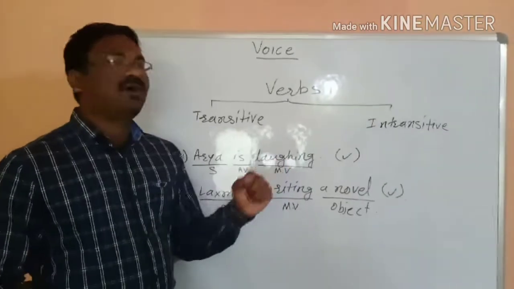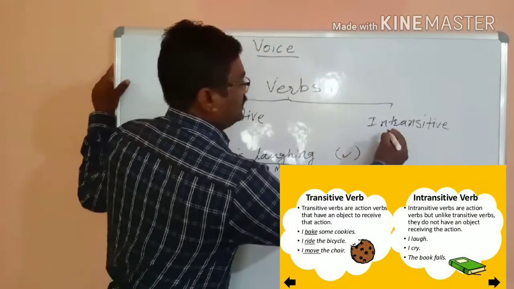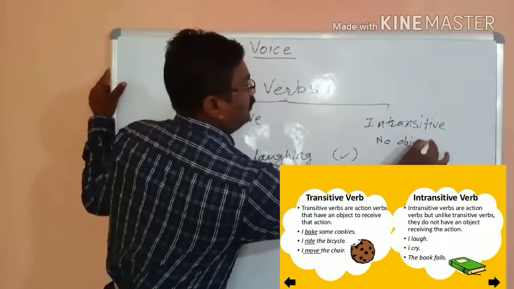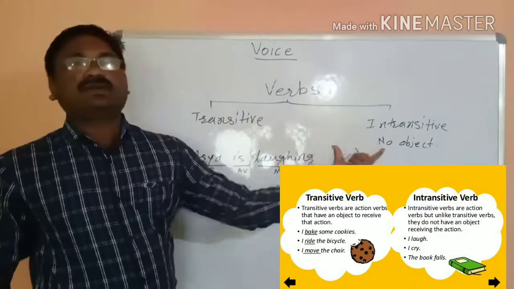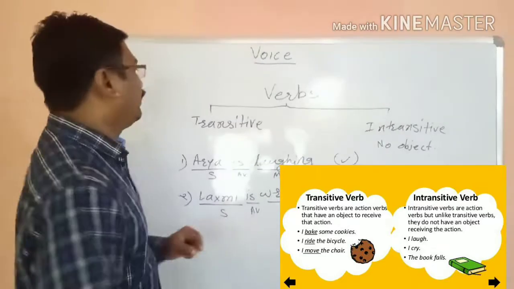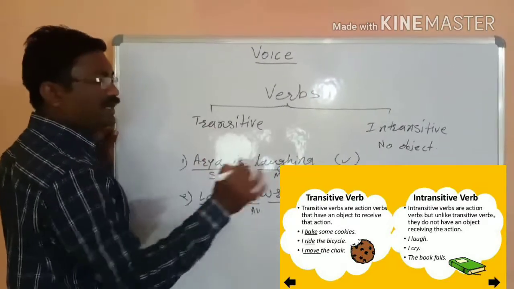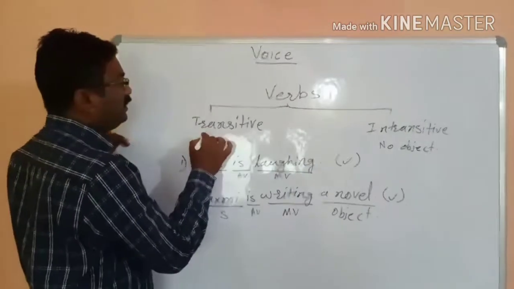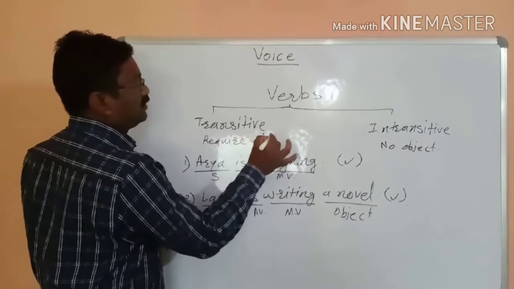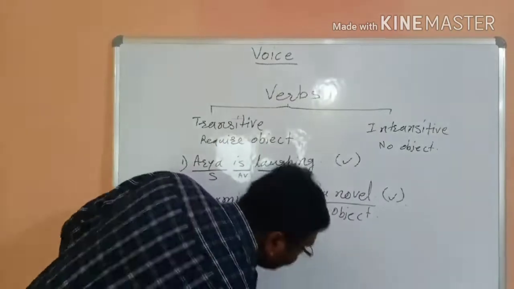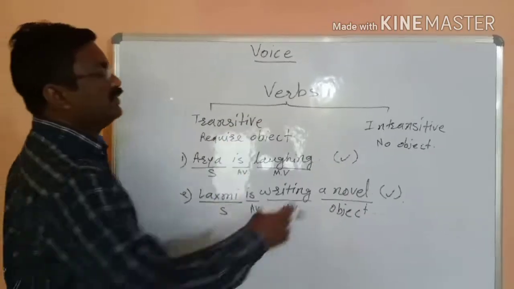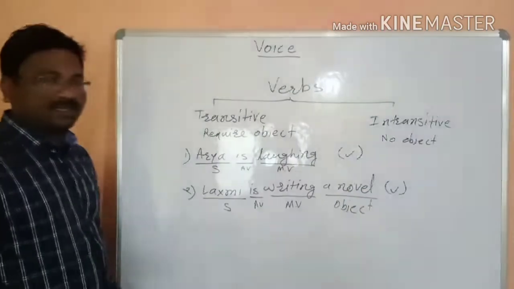So those verbs that don't require an object to finish their action are called intransitive verbs. Here, no object. Verbs that don't take an object to complete their action are called intransitive, whereas transitive verbs require an object to complete the action, and such kinds of verbs are called transitive. The ones which don't require an object are called intransitive.